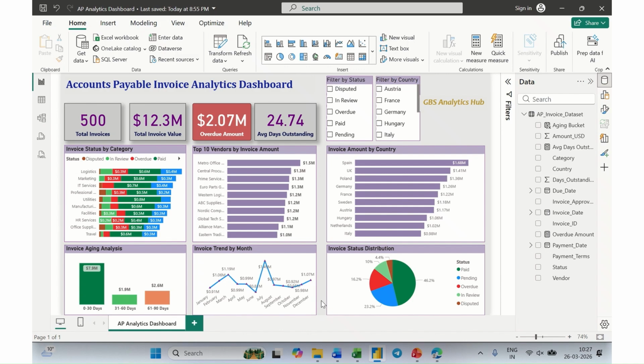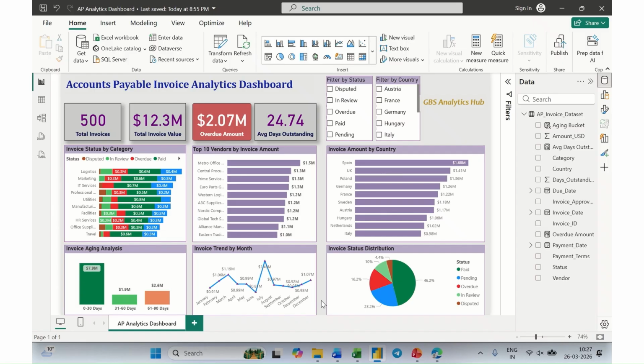The ability to identify these anomalies instantly, rather than waiting for month-end reports, is exactly what separates data-driven finance teams from reactive ones. This trend line also helps finance leaders forecast future accounts payable workload and cash flow requirements with far greater accuracy than traditional monthly reporting cycles allow.